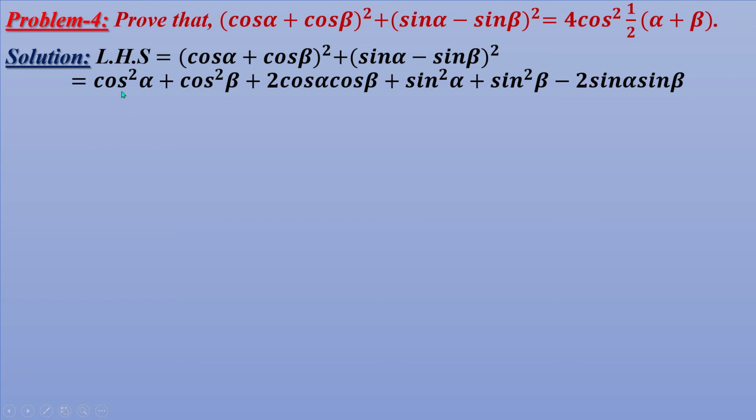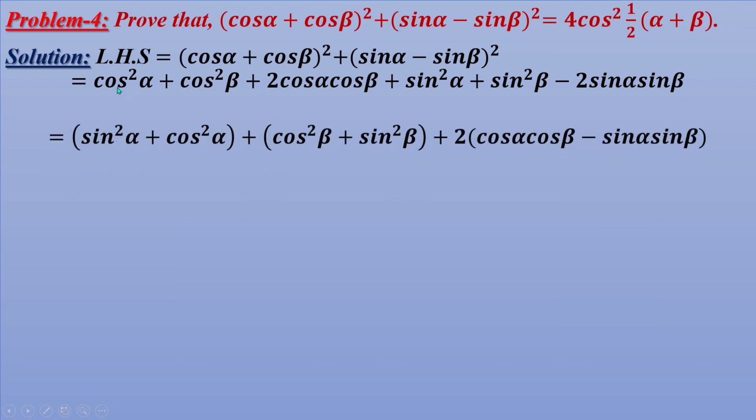Now this and this make 1, and this make also 1, and between these two we can take common 2. That means at first we have to arrange sin square alpha plus cos square alpha plus cos square beta plus sin square beta. This and this equal to 1 plus 1, and we can take here common 2. As a result, we will get this. That means 1 plus 1 plus 2 cos alpha plus beta. Now take common 2 between this. We'll get 2 into 1 plus cos alpha plus beta.